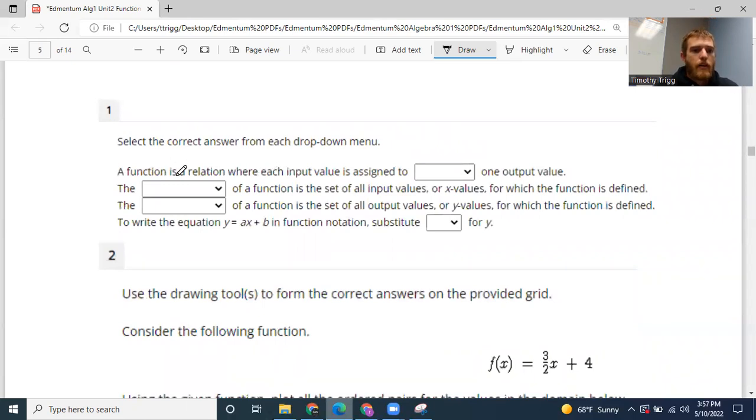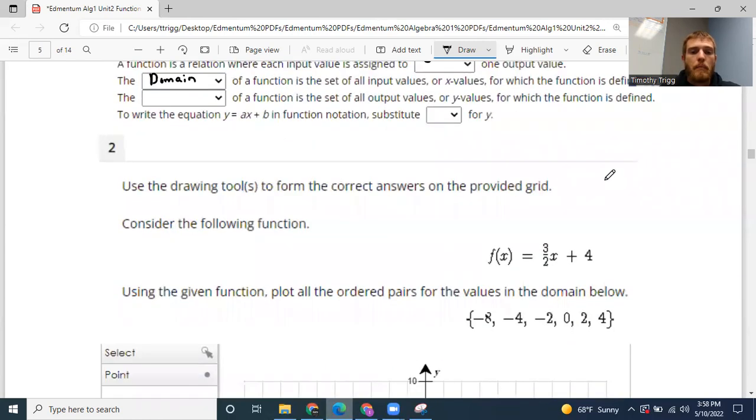Okay. A function is a relation where each input value is assigned to, I think what we're looking for is exactly 1. The blank of a function is a set of all input values, the domain. Okay. The blank of a function is the set of all output values. So I think you should know that one. To write the equation y equals ax plus b in function notation, substitute blank for blank. You should know this one, okay?